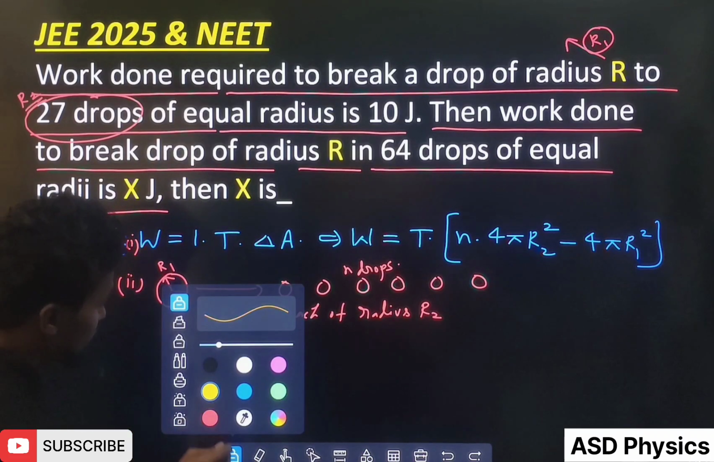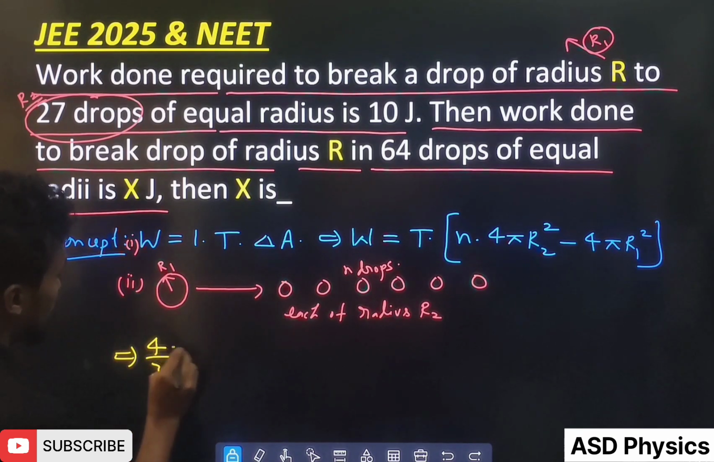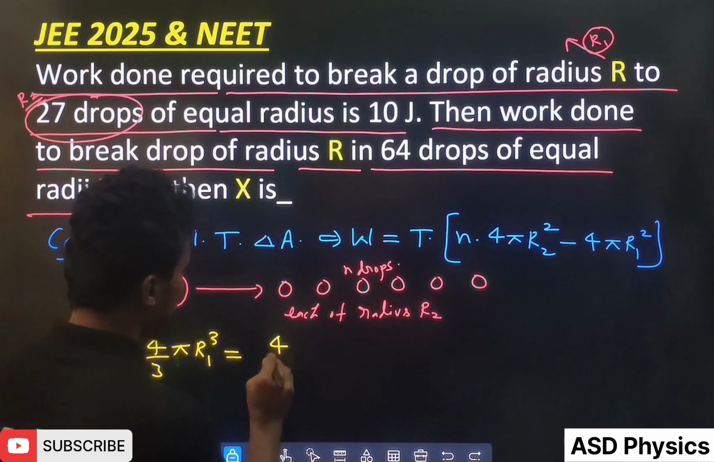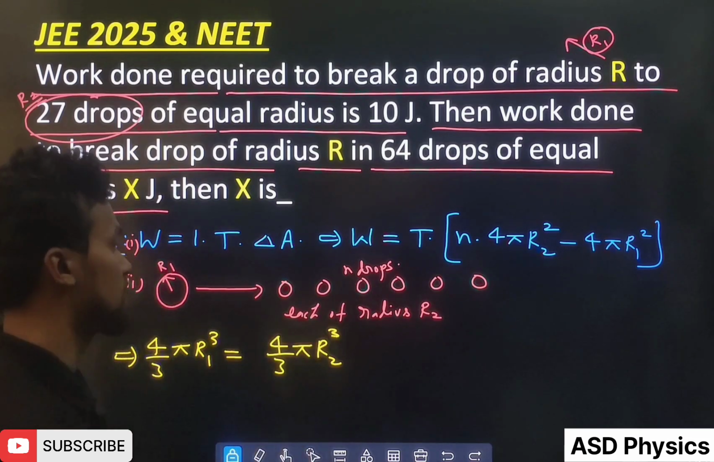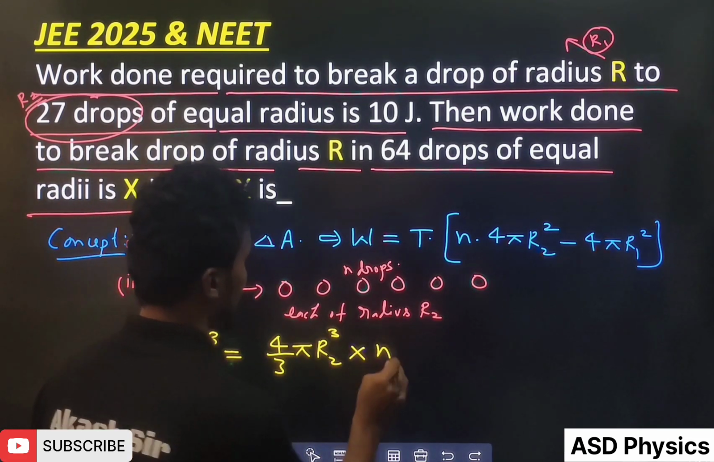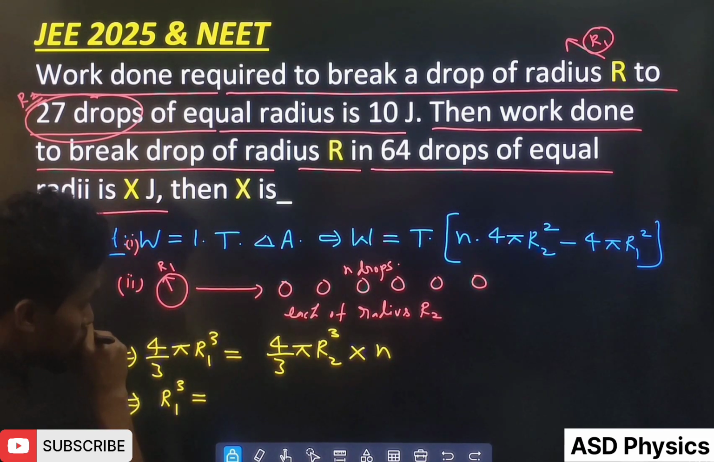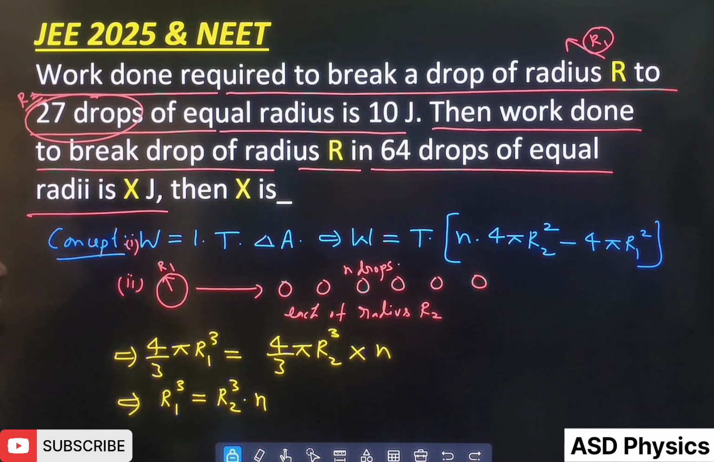So we need one formula for the radius. Tell me please, volume of the bigger drop is how much here? 4 by 3 pi r1 cube. And on this side, one drop has how much volume? 4 by 3 pi r2 cube. 4 by 3 pi r2 cube into how many drops? N drops. That means 4 by 3 pi cancels on both sides. What will come here? R1 cube is equal to R2 cube into N. R1 cube is equal to R2 cube into N.